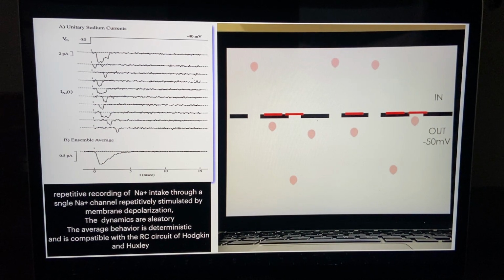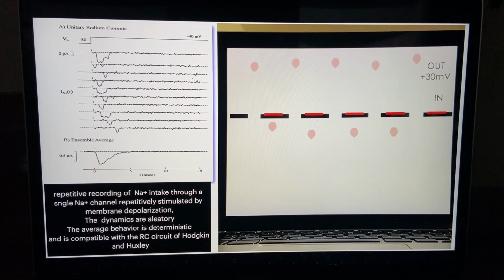Now, wait for changing the membrane from minus 80 to minus 50, and you will see that the probability of opening of these gates is much higher.